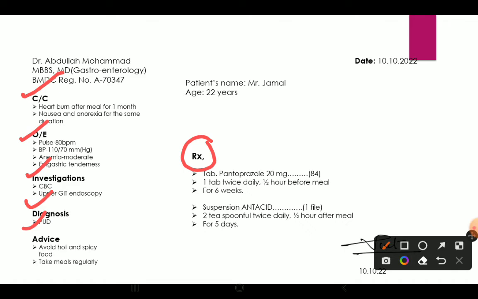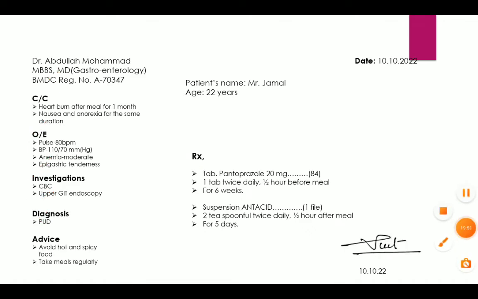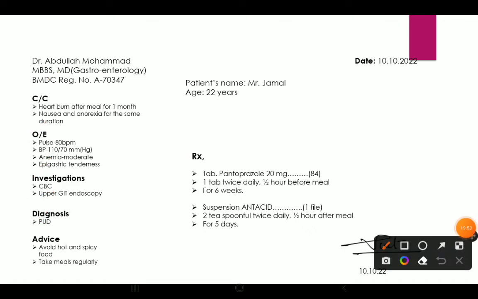The treatment part is easy. You have to follow the pro forma. For example, you are giving tablet pantoprazole 20 milligram. You have to mention whether it is tablet or capsule or injection. So here you can see tablet, then pantoprazole, the name of the drug, then the strength of the drug. 20 milligram, it can be 40 milligram, it can be whatever. And then the number of tablets you're prescribing.